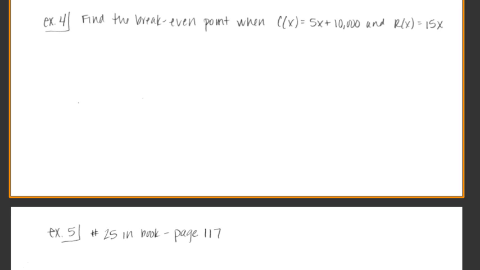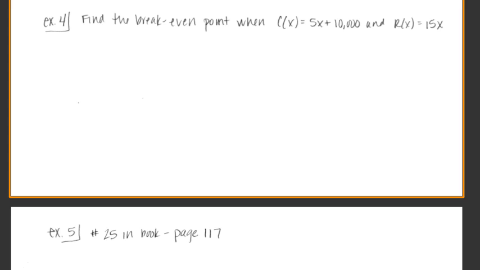So here in example 4, we're kind of bringing in the whole business side of things. We want to find the break-even point when the cost function C of x is equal to 5x plus 10,000 and the revenue function R of x equals 15x. Okay, so step 1 that we did in the prior example is we made sure both of them were solved for y. Well, if you look at this closely, we actually have that.